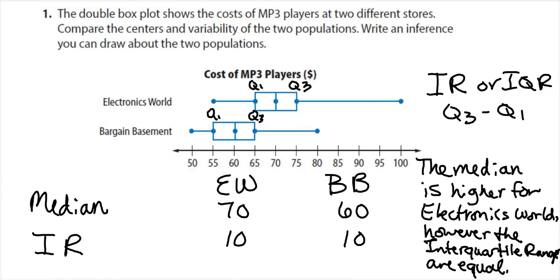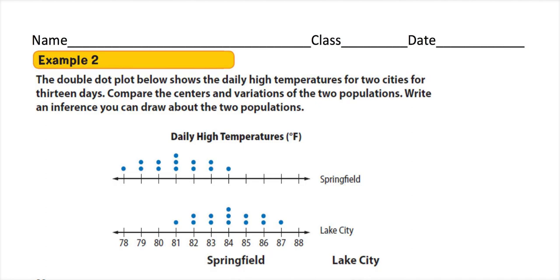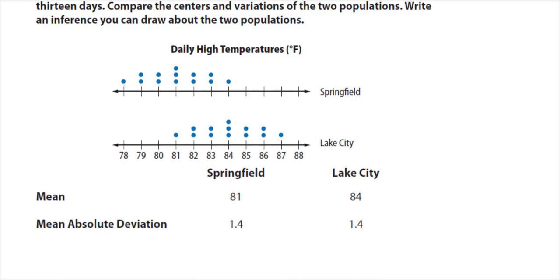All right, let's try the next one. Example 2. It says the double dot plot below shows the daily high temperatures for 2 cities for 13 days. Compare the centers and variations of the two populations. Write an inference you can draw about the two populations. For this one, let me scroll down a little bit. Oh, I already worked it out for you.